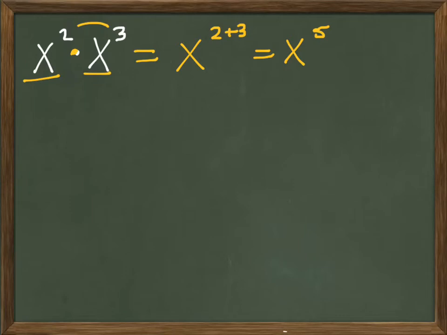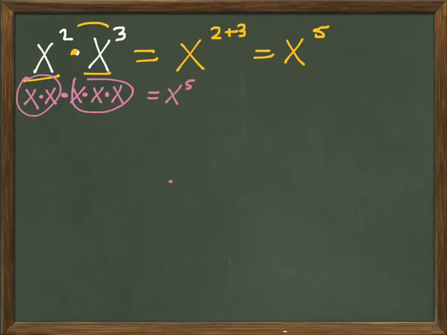I have x squared, which really means x times x, right? And then x to the third means x times x times x, right? So I have two x's from here, and I have the three x's from here. How many x's do I have in total? 5. So x to the 5th. So that's why that works, because we have x squared times x to the third, and I have all those x's together, and rather than having to separate them out every time, you just add the two exponents together. So 2 plus 3 equals 5.